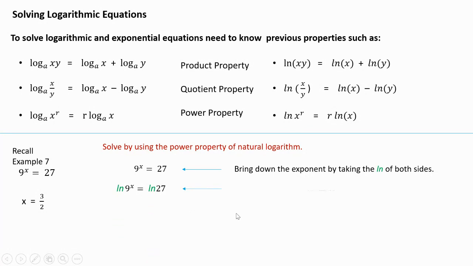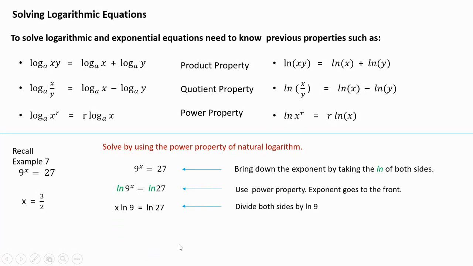By the property, the exponent goes to the front. So this becomes x ln of 9 equals ln of 27. Now we just divide by the ln of 9, and you can put it in the calculator. You're going to get x equals 1.5, or 3 over 2.